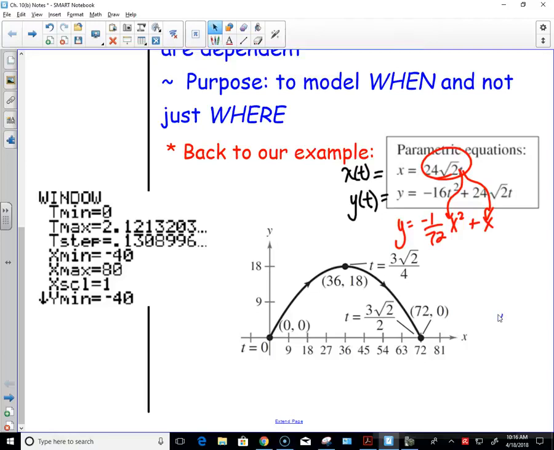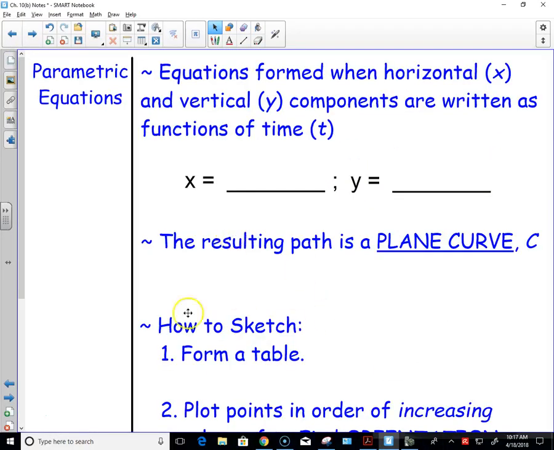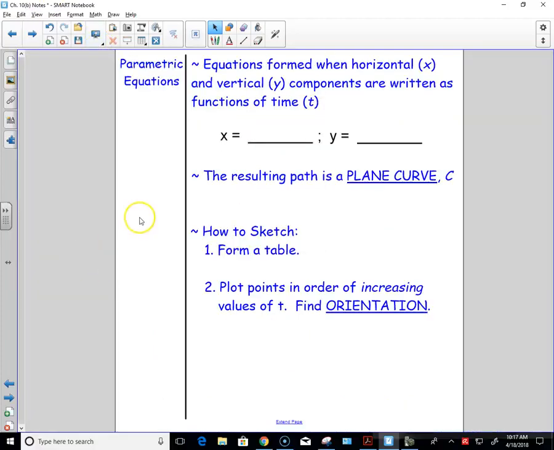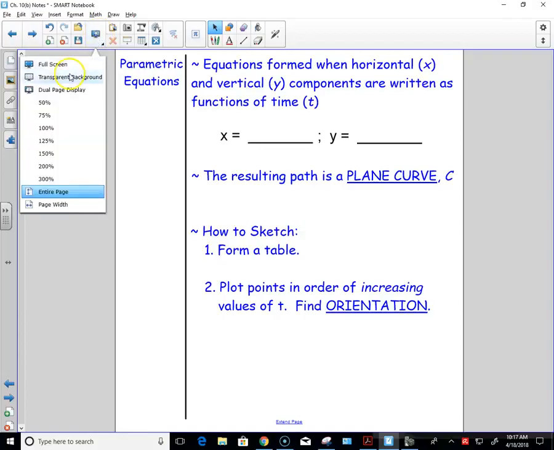Now, that's just showing you a quick example of the differences in graphing, getting you a little bit used to it in your graphing calculator, et cetera. But let's get back to the basics. So back to the basics, parametric equations. Let me zoom this out.